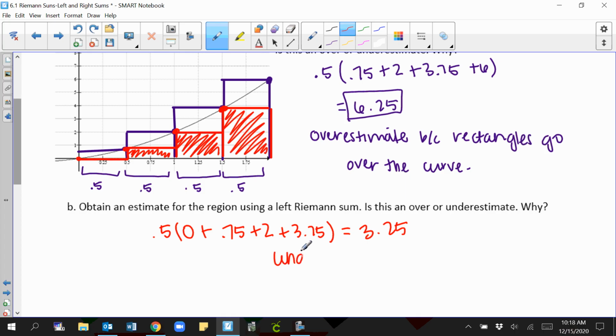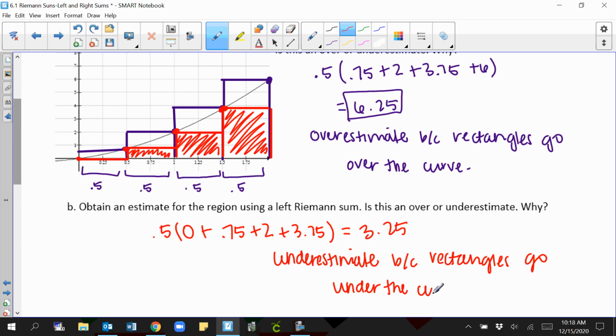And this one is an underestimate because the rectangles go under the curve. And as you can see, those numbers are pretty different. My 3.25 is very different from my 6.25. And so the reason for that is that we're using only 4 rectangles. If we used more rectangles that were smaller, our numbers would get closer together until we could find what that actual value would be.